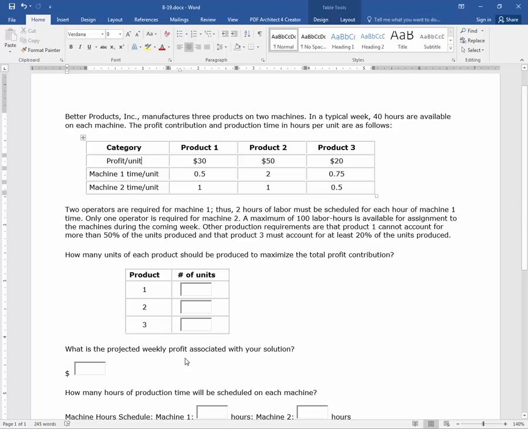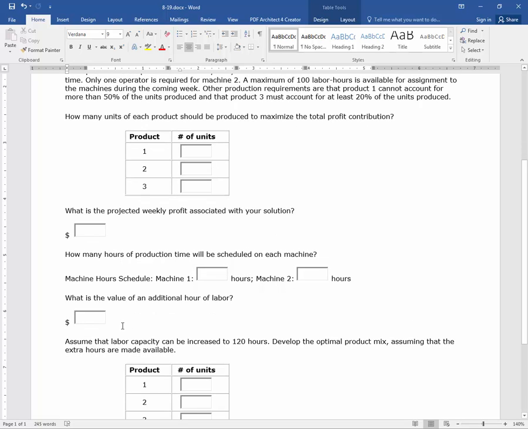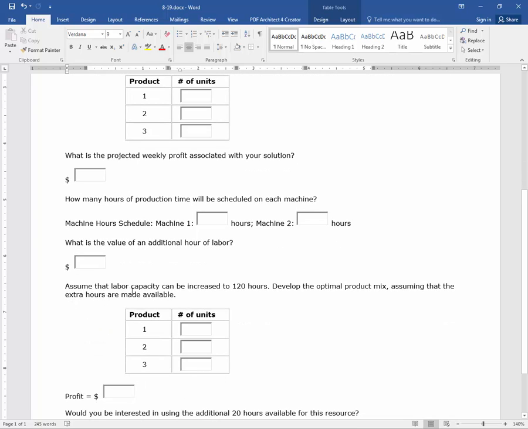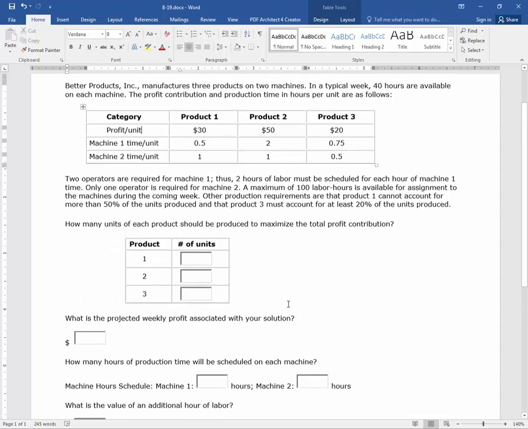And then looking at that same solution, how many hours of production time will be scheduled on each machine? And then some other interesting stuff. What's the value of an additional hour of labor? And then what happens if we increase the labor from 100 hours to 120? Does that change our product mix? Does it change our profit? And are we interested in using that additional 20 hours?